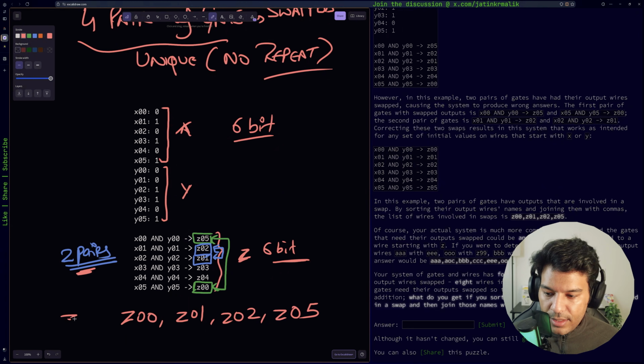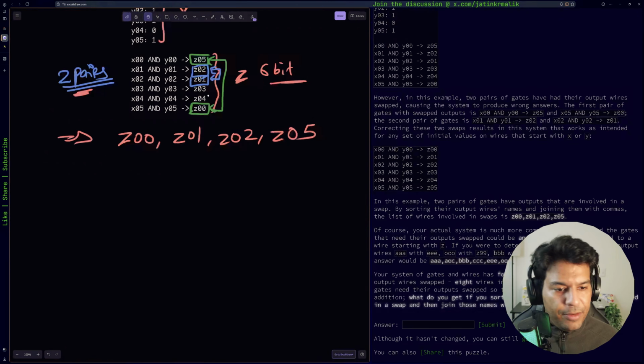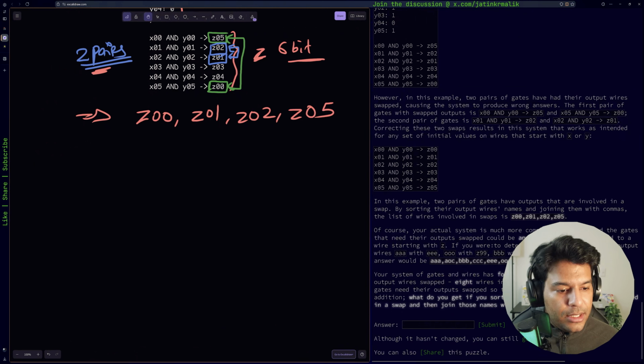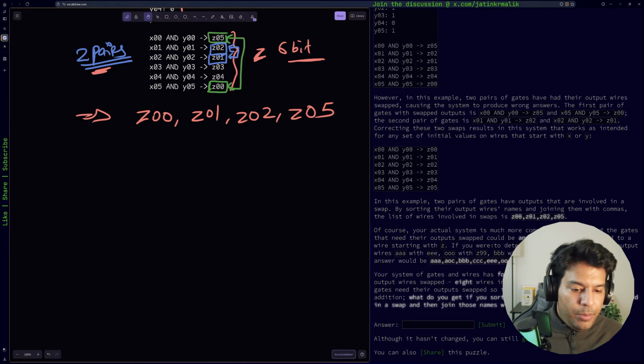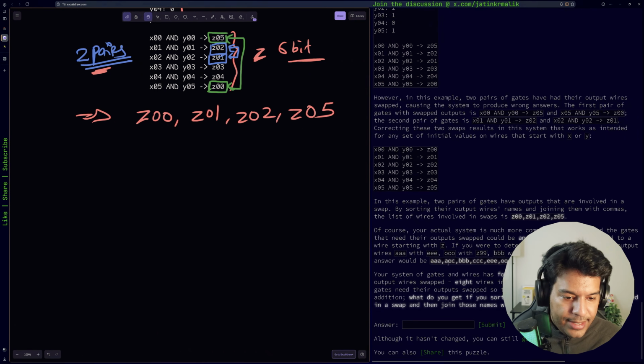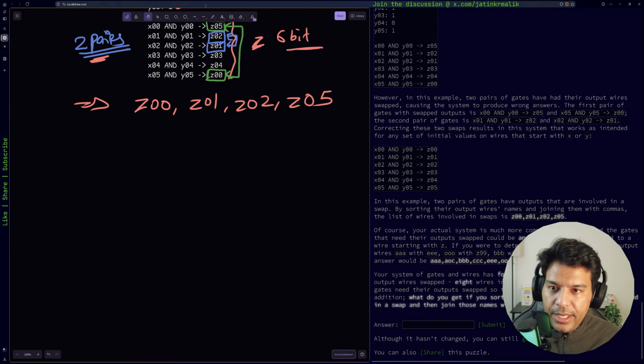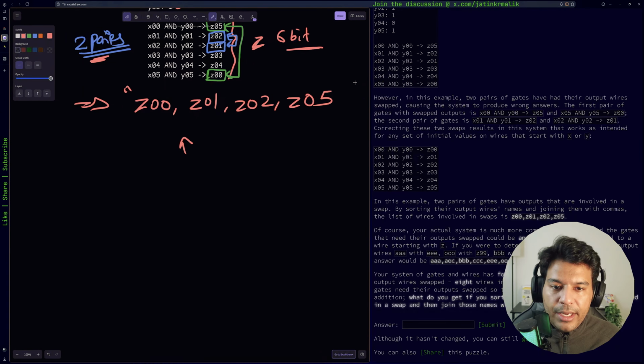And this is our answer. This is what we have to calculate. Let's read on. Of course, your actual system is much more complex than this. We have seen that. And the gates that need their output swapped could be anywhere, not just attached to the wire starting with Z, of course. If you were to determine that you need to swap output wires AA with EE, OOO with Z99, BBB with CC, and AOC with Z24, your answer would be, so here I think we have taken all these wires and then have done the same thing that we did.